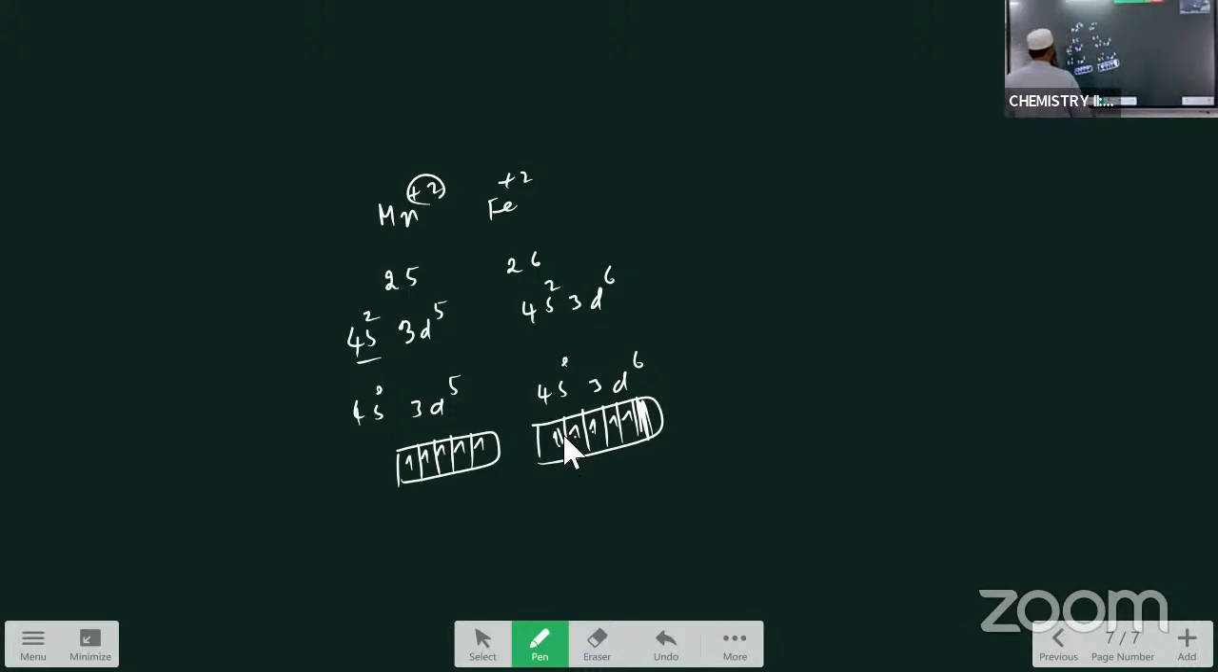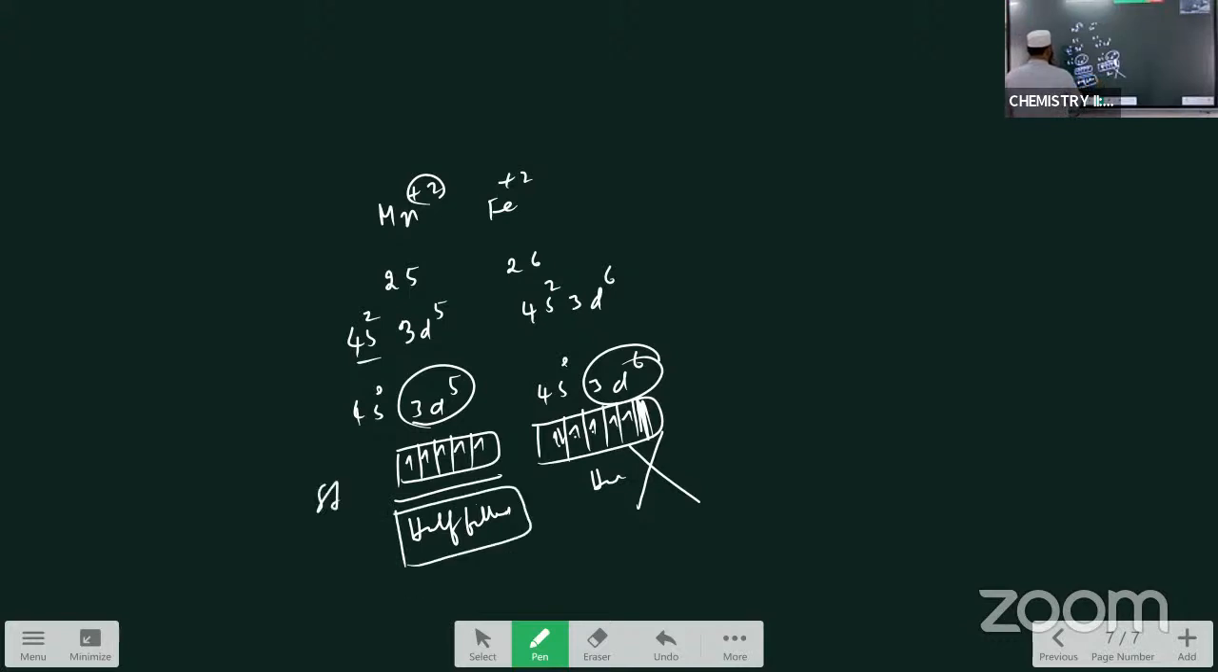That means in case of Mn+2, a half filled d orbital configuration is present, and in case of Fe+2, the half filled configuration is not present. Elements or ions having half filled d orbitals are stable. So Mn+2 is more stable than Fe+2, because in Fe+2 the half filled configuration is not present, while in Mn+2 it is present. This is about the VSAQ.